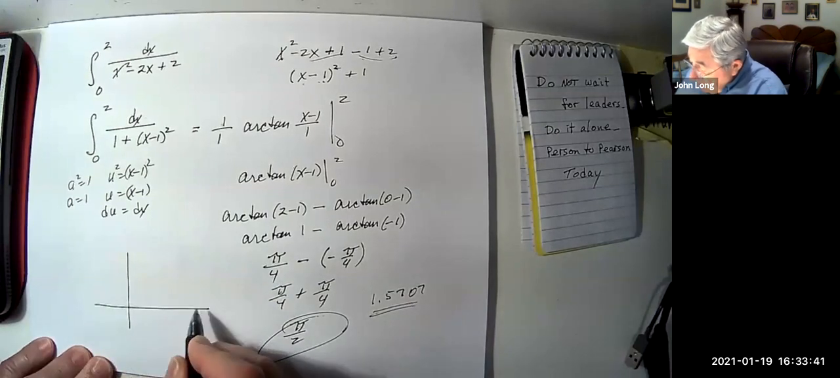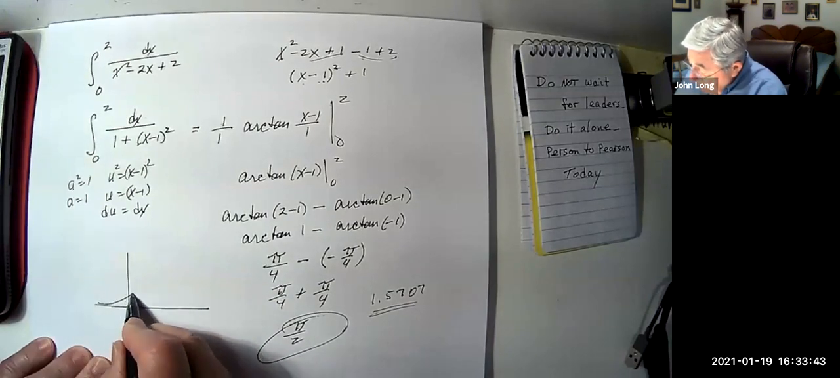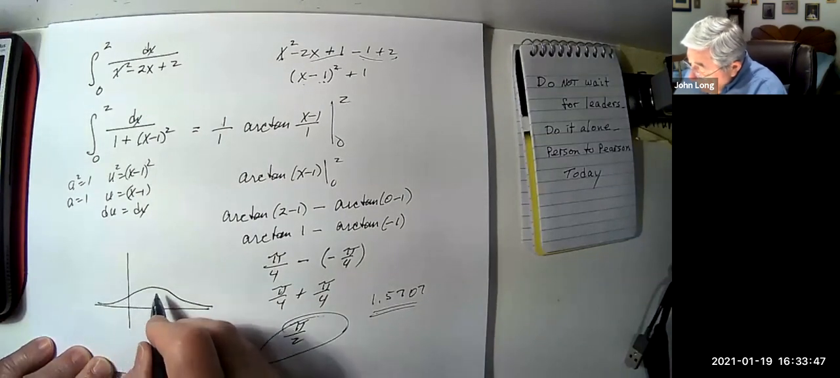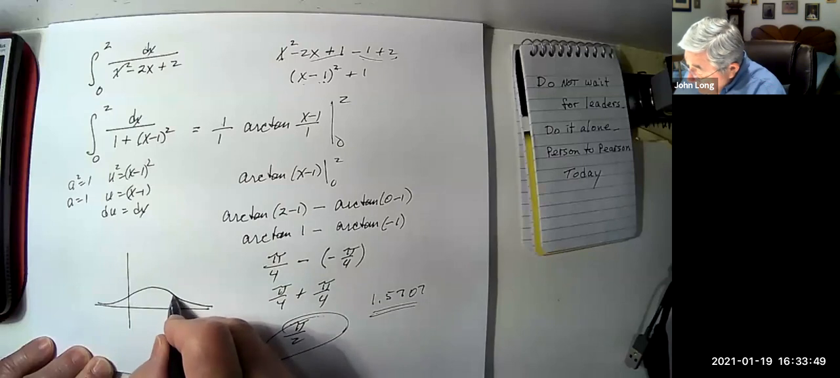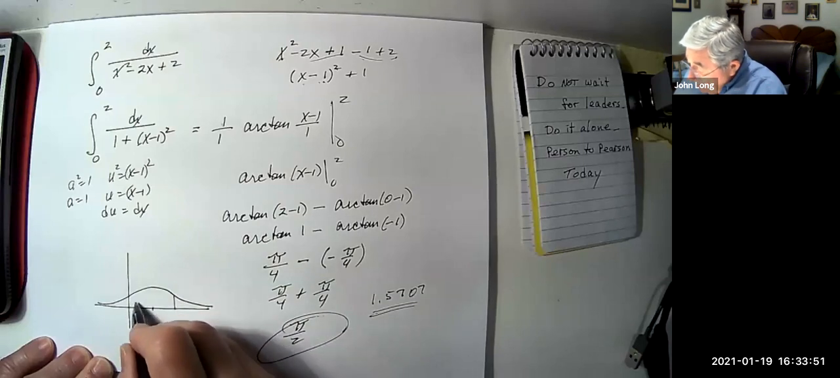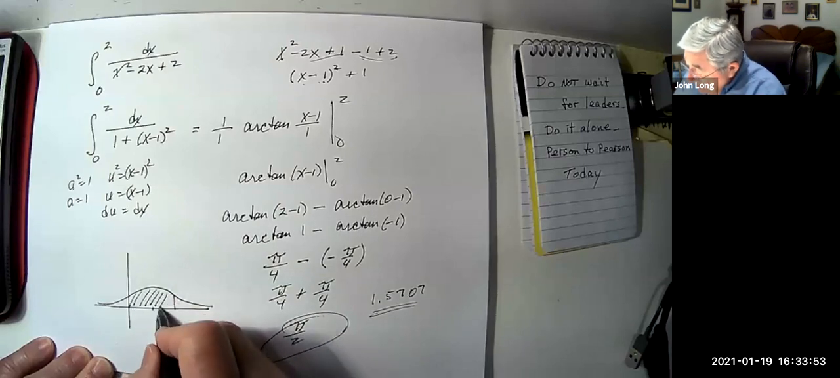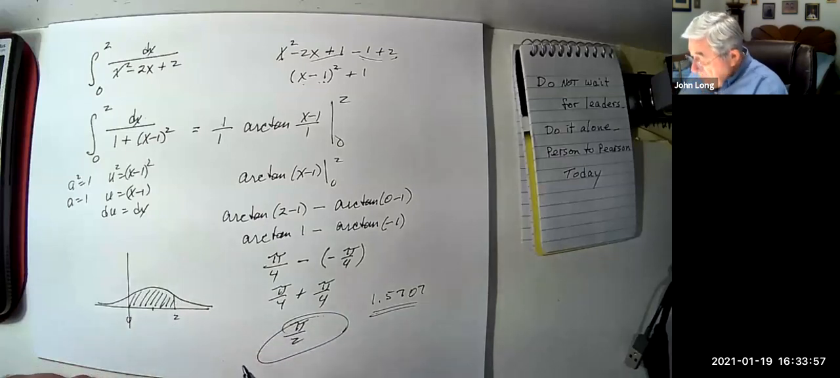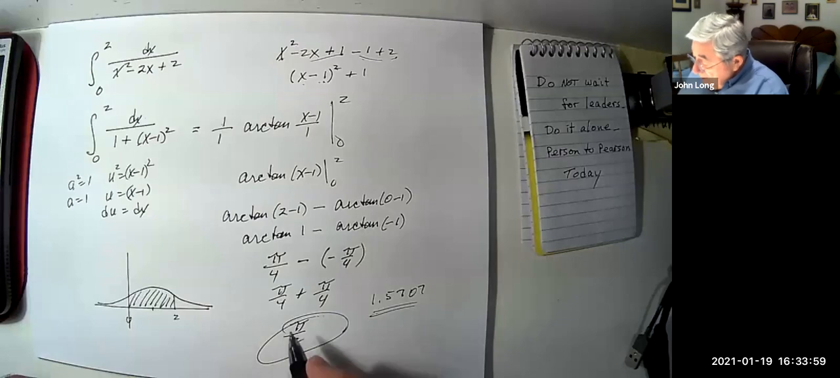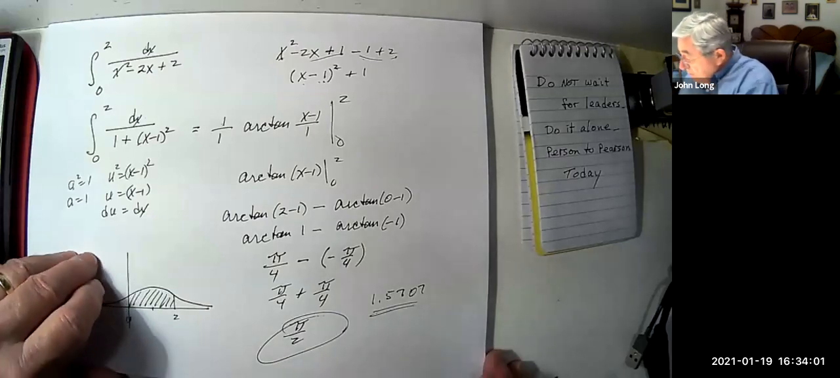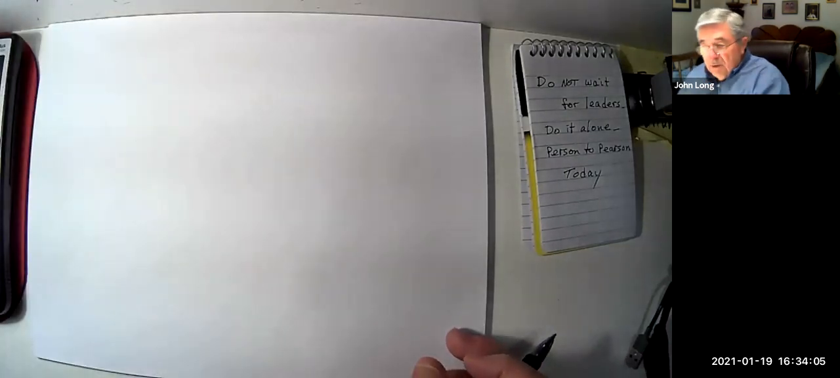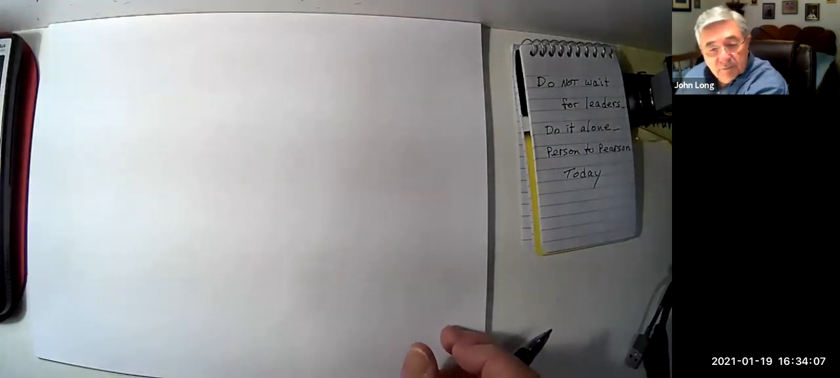I'm going to put that on my paper here, that we had a graph that came out like this, didn't we? And we found the 2 was somewhere over here. And so we found that interval. This is from 0 to 2. And that area turned out to be pi over 2. Cool. Very good. A little interesting problem in itself, right?